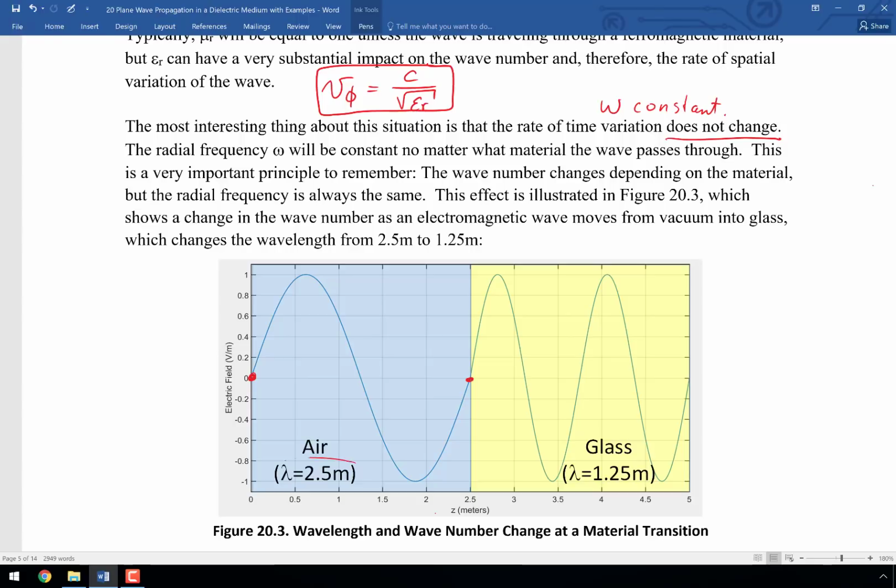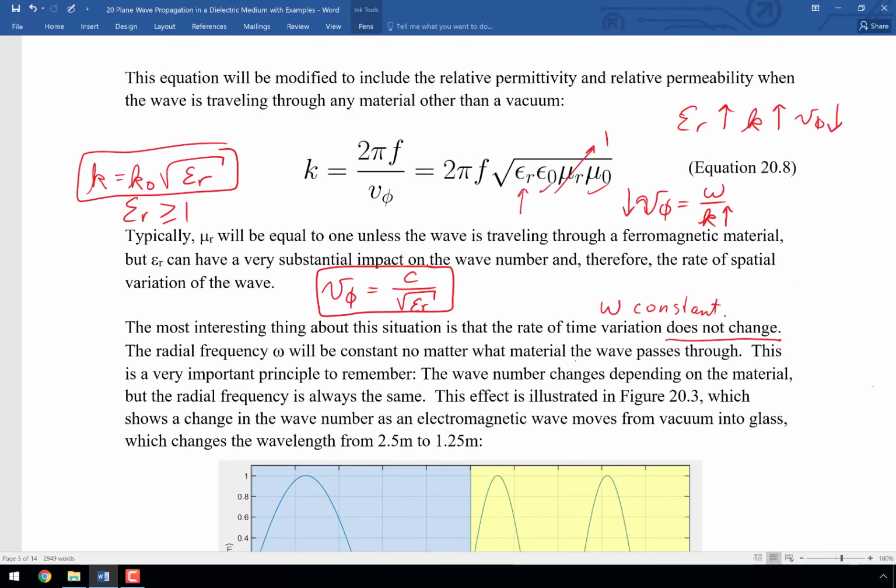And you'll notice that over here the wavelength was 2.5 meters, over here the wavelength is 1.25 meters. If we come over here to where the first cycle has been completed, that's between 2.5 and 3.75. Sure enough, that's a 1.25 meter wavelength. So just realize that as we go from air into another material, let's say glass or any other sort of dielectric material, the wavelength is going to shrink because the wave number is increasing. So I should add that up here to my list of things that are changing. As epsilon r increases, k will increase, V sub phi will decrease, and lambda will also decrease because lambda and k have an inverse relationship.